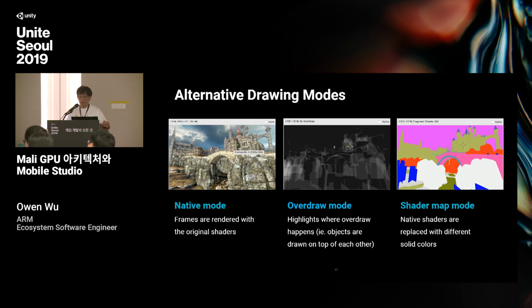Okay, and the graphics analyzer also has a few different drawing modes to help you debug the application. The first one is the native mode. It will render with the original shader. The second one, in the middle, is overdraw mode, which highlights where overdraw happens. And then the final one is shader map mode, which will show each shader with a different color. So it helps you to identify a particular shader.